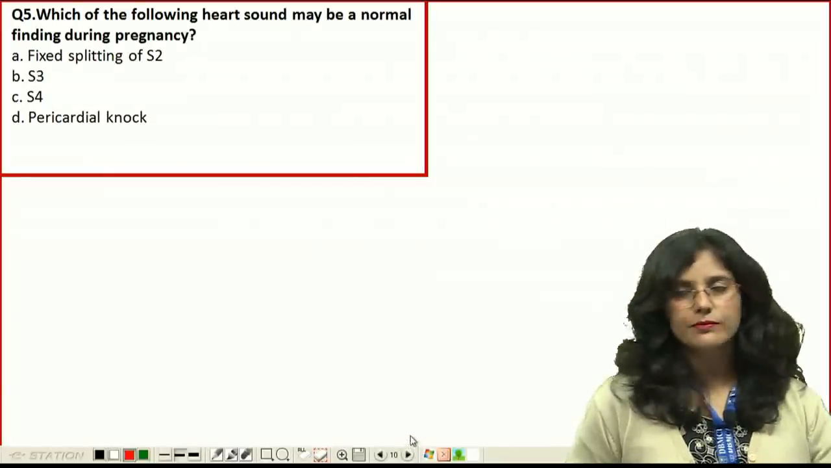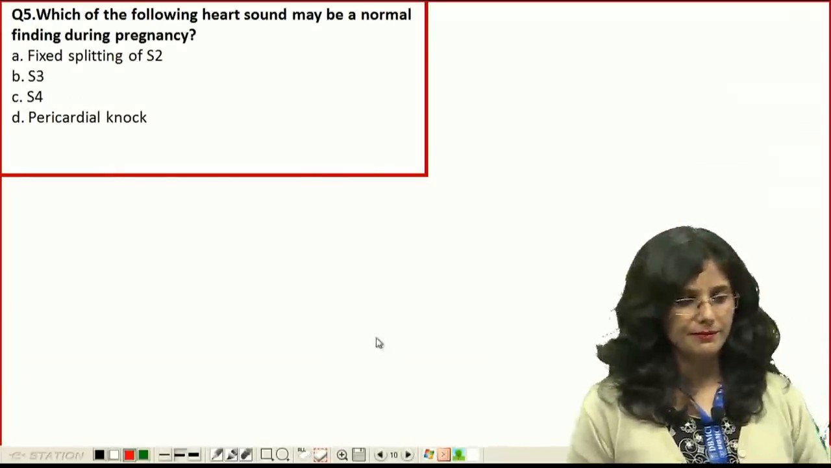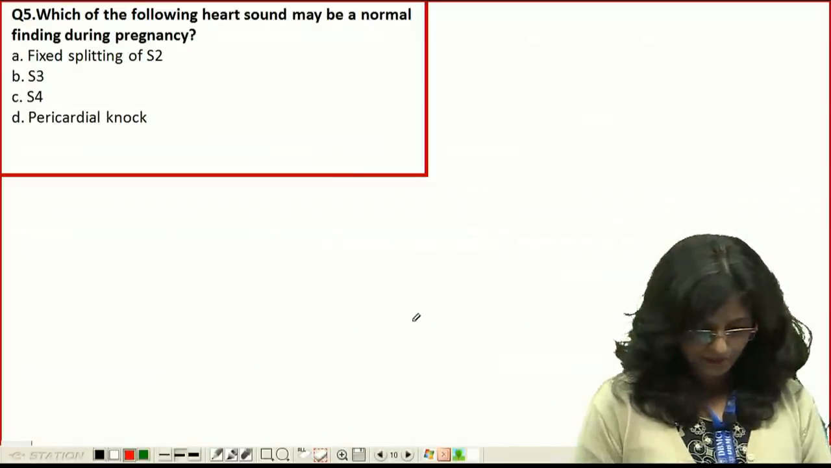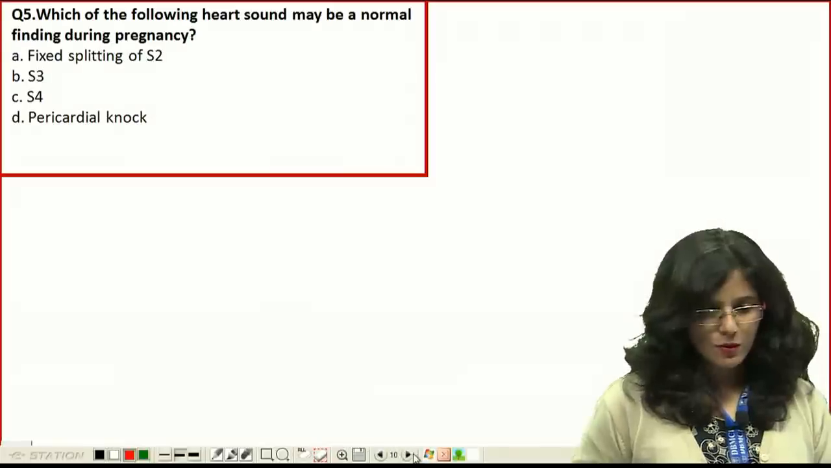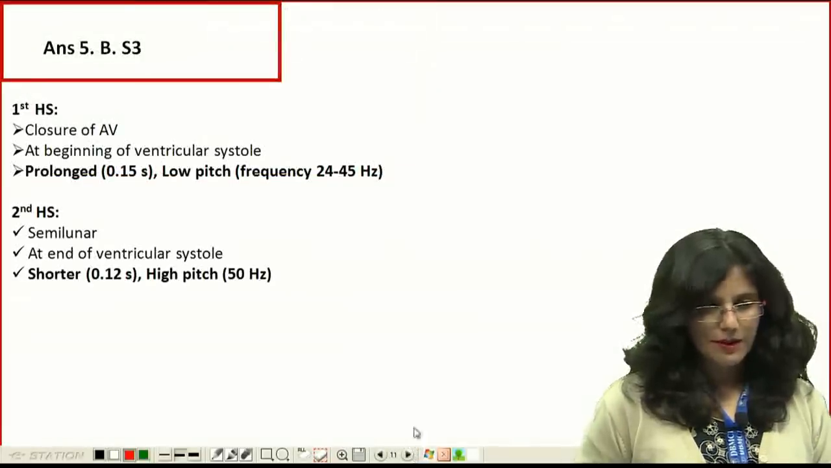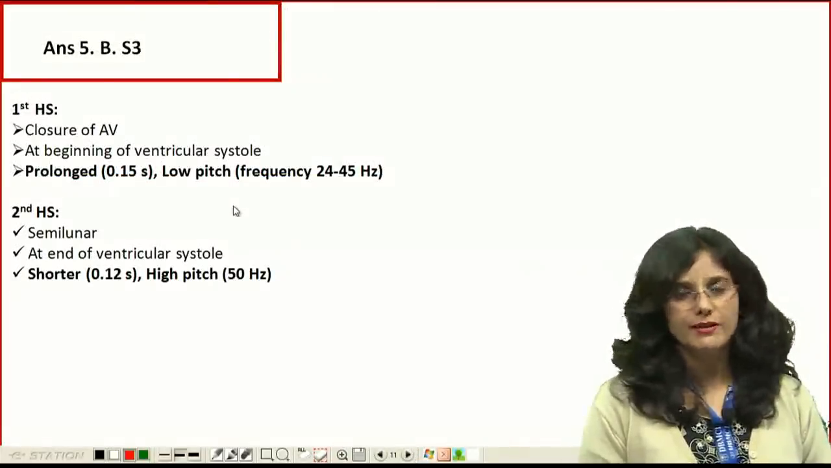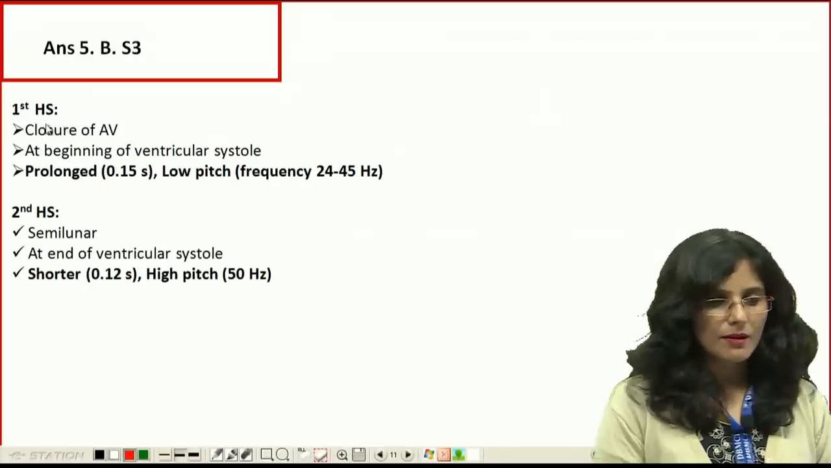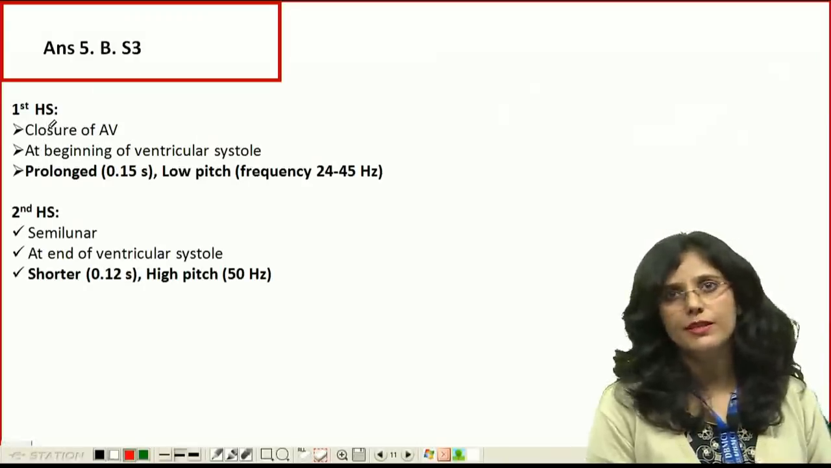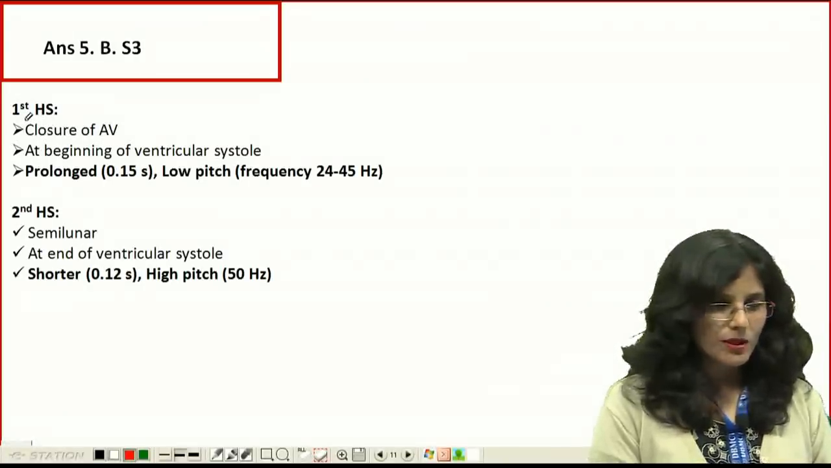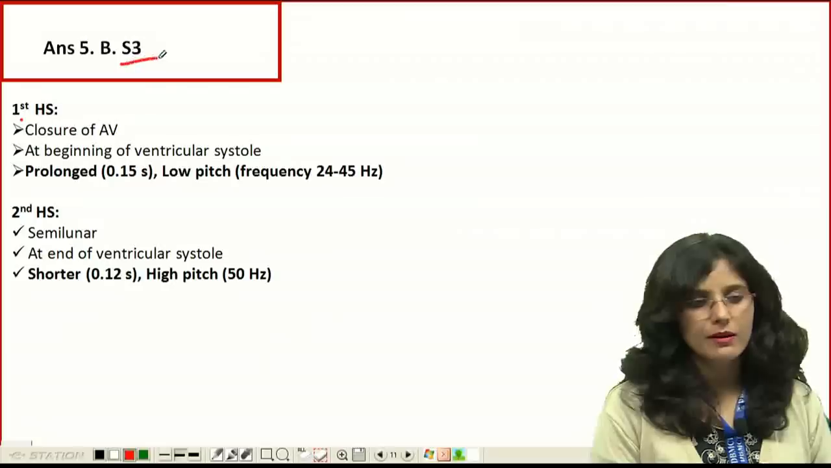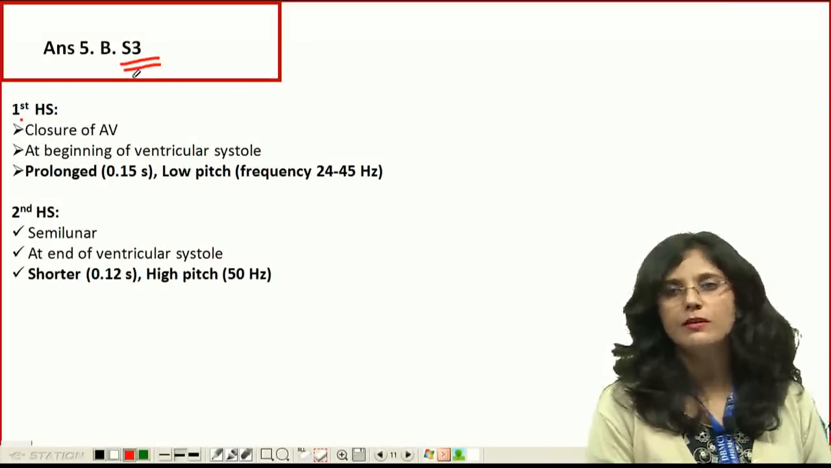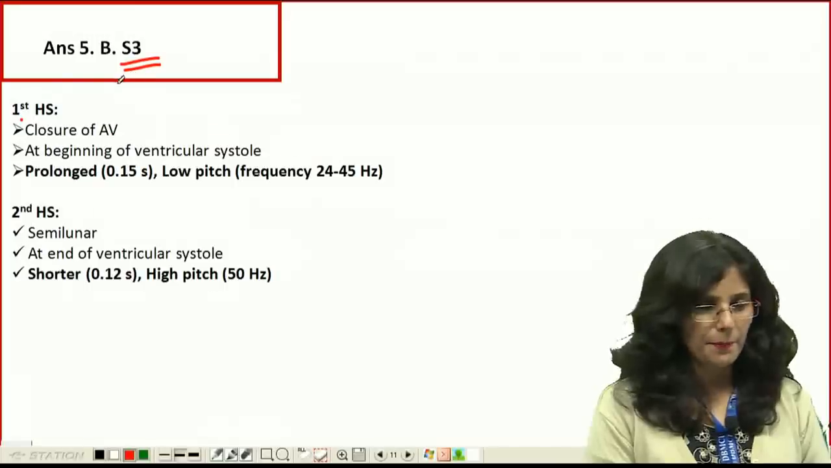Now question number 5. The answer of this question is B, which is the S3. Let's discuss the question in detail. The question is about the heart sound. So you see that in pregnancy, the S3 can be a normal heart sound.